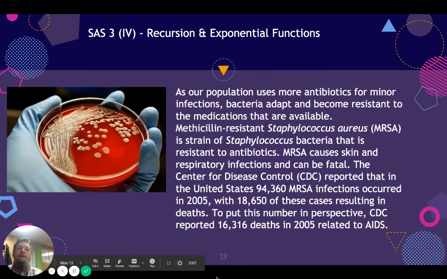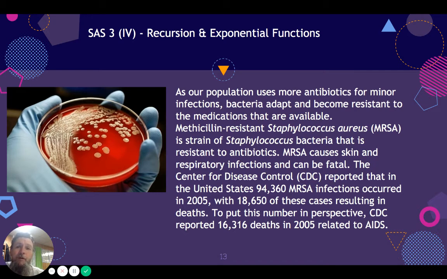So, now as our population uses more antibiotics for minor infections, bacteria adapt and become more resistant to the medications that are available. Methicillin-resistant Staphylococcus aureus, or MRSA, is a strain of Staphylococcus bacteria that is resistant to antibiotics. It causes skin and respiratory infections, and it can be fatal.